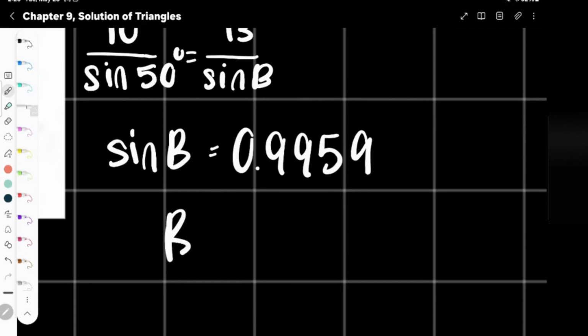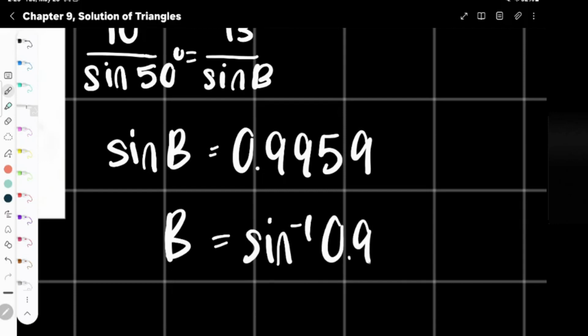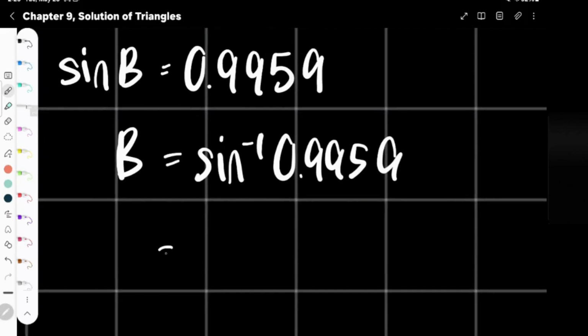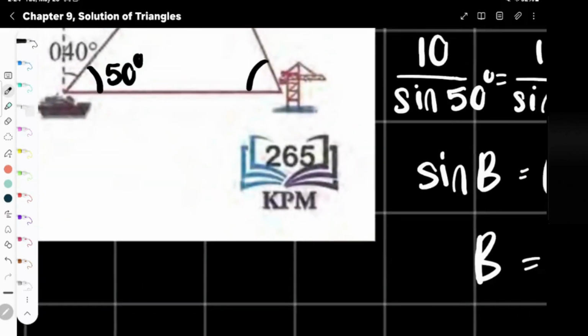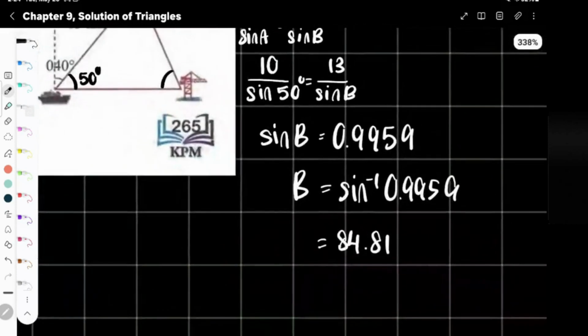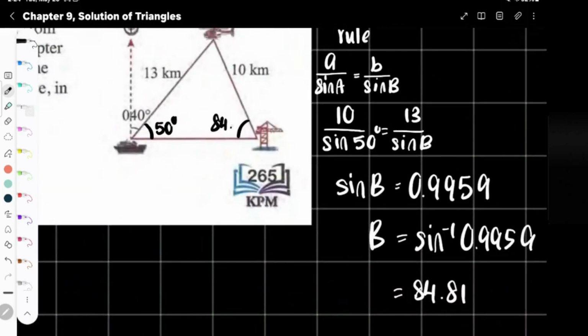So we have to find B, so just use sine inverse. Now use your calculator, sine inverse. So this should be 84.81. Yeah, 84.81. So now we can draw on the diagram. Always fill in your diagram once you find the answer so that it's easier for you to see.